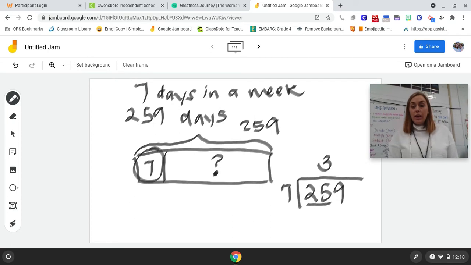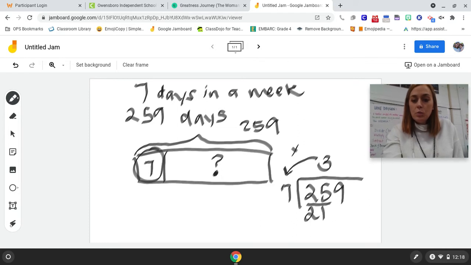You could also count up by 7s: 7, 14, 21, 28. Well, that's too many, so I have to go back to 3. So I've done my division, and now I have to do my multiplication. 7 times 3 equals 21. Now I do my subtraction. 25 minus 21 is 4.